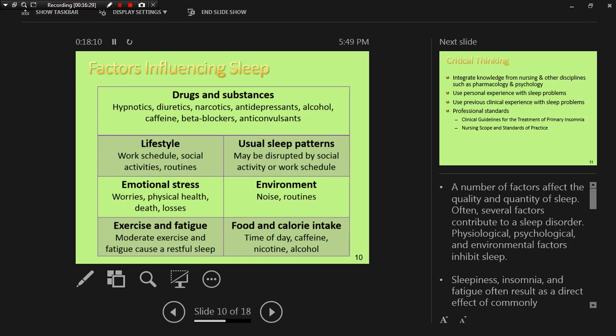So when we're thinking about lifestyle, has there been a change in work schedule, a routine, school, anything that could be increasing stress in the person's life that's keeping them up? They've got a lot of things on their mind.